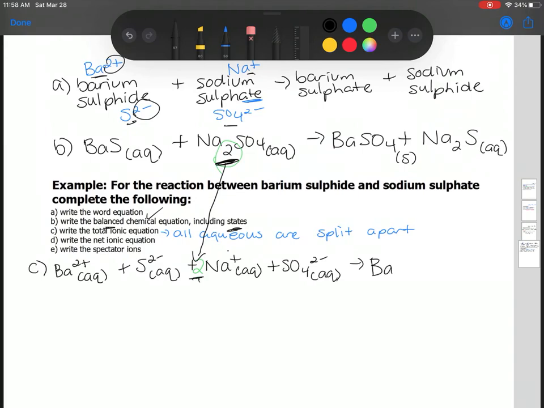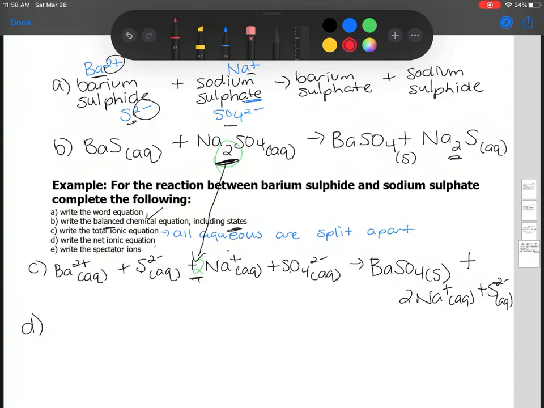Okay, and then now we're not going to split apart the barium sulfate because it is the solid, and we're going to do the same thing. There are 2 sodium ions. I'm running out of room, sorry. And sulfur. Okay, if you balanced it correctly in part B up here, then it should be balanced again. 1 barium, 1 barium. 1 sulfide, 1 sulfide, 2 sodiums, 2 sodiums, 1 sulfate, 1 sulfate. Okay, so it should be good.